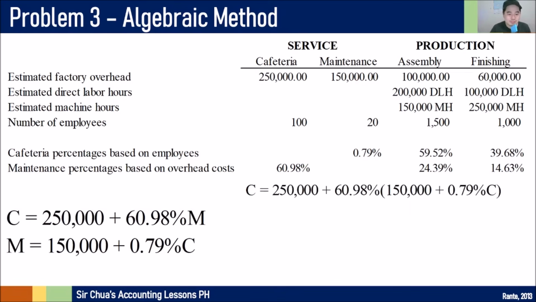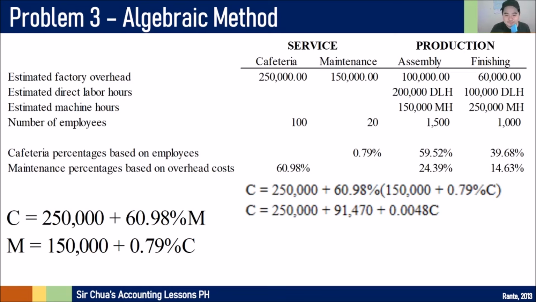Okay, let's start with your C. If your C cost is 250,000 plus 60.98% M, so this is how you do it. C is equals to 250 plus 60.98 multiplied by M. Eh, ano ba yung M? In terms of C mo na ngayon siya. Okay, ano ba yung M? Ito yon, yung 150 plus 0.79C. Para we can solve for C.